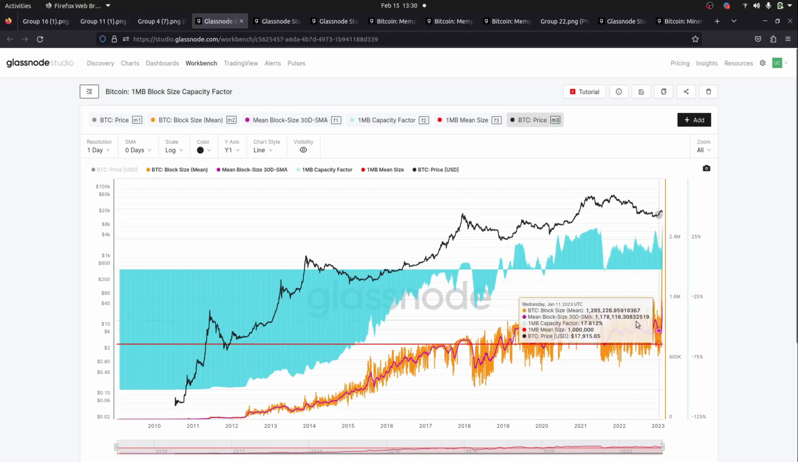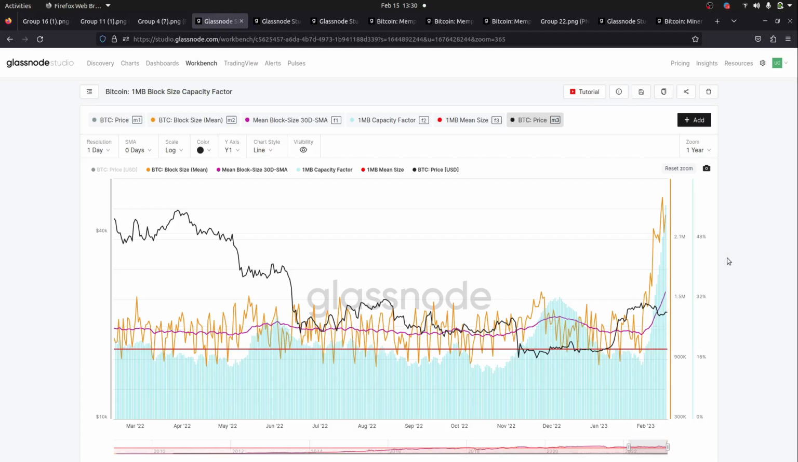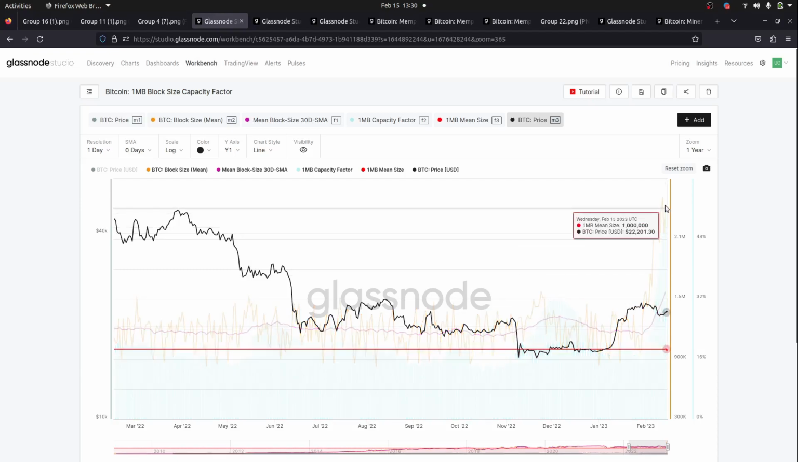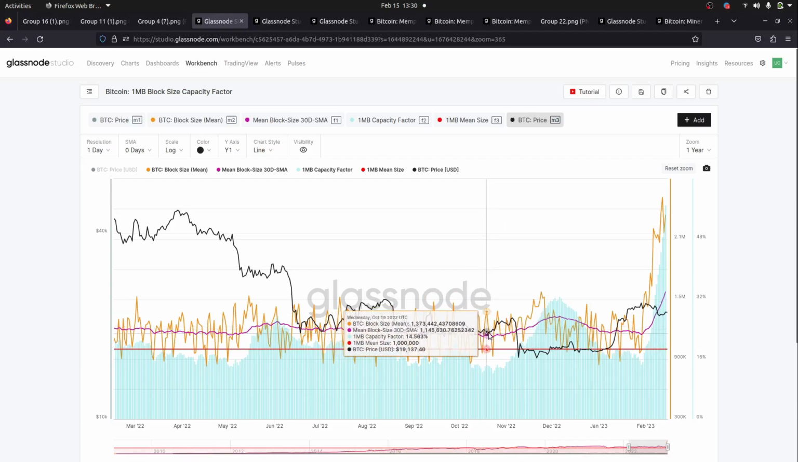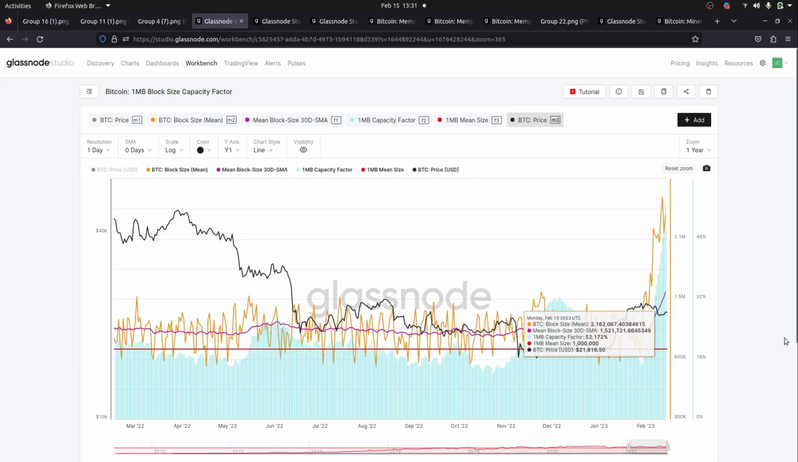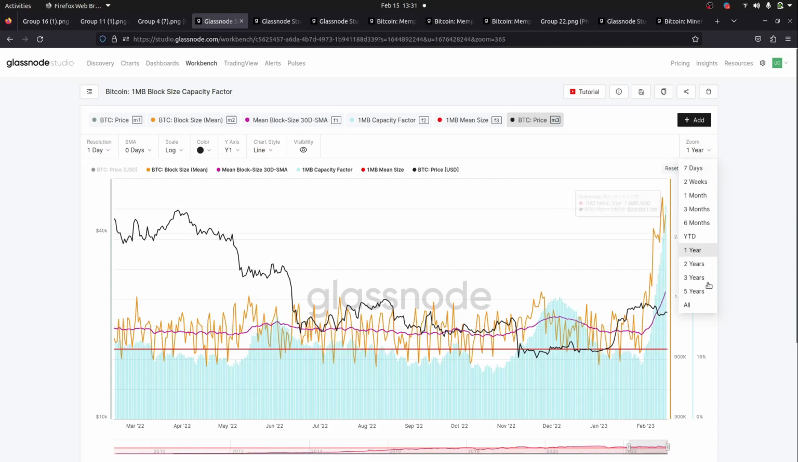But what you can also see, let me actually just zoom in on the last year. Now, by the way, this is a little bit technical, but try and follow along here. What we're seeing is that this explosion higher in the mean block size, it's now up to 2.5 megabytes. So the orange curve and the purple curve that we see back here is somewhere around 1.1, 1.3 megabytes as an average block size. We have pushed up to 2.5 megabytes following inscriptions coming on the scene.